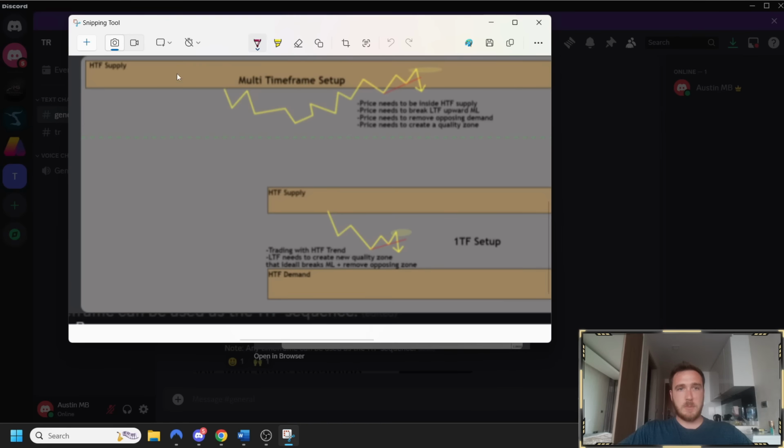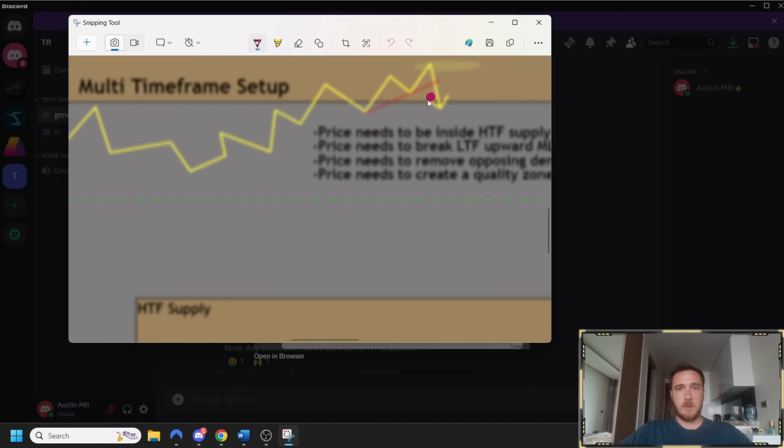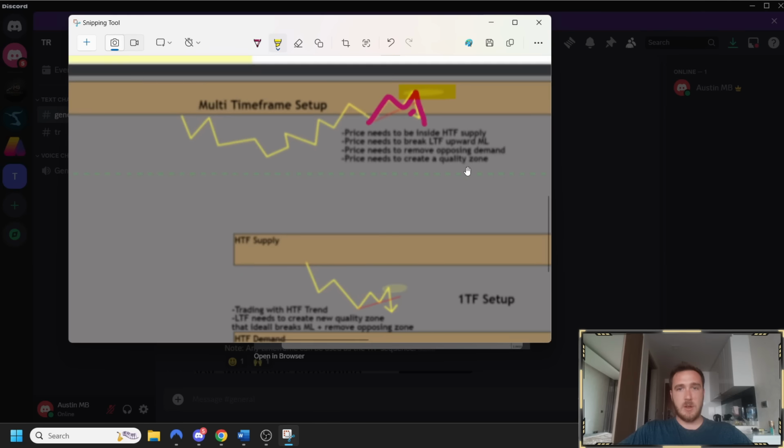So if we look, multiple time frame confirmation setup, prices go into higher time frame supply, okay? Higher high, higher low, boom. Break momentum line, opposing pivot point zone, strong quality zone being created. Once again, I need all of this circled right here.